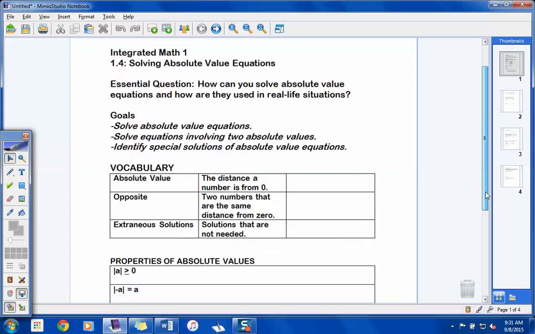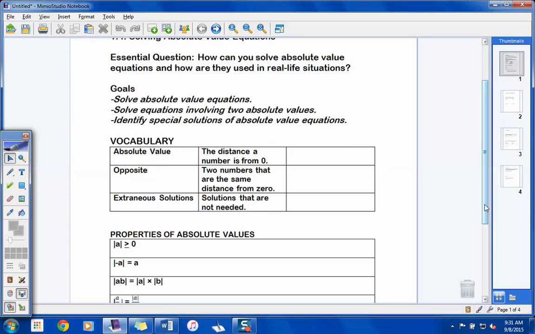Let's talk about some of this stuff. So we've got some background knowledge. The central question we want to ask today is how can you solve absolute value equations, and how are they relevant in real life situations? So goals today for us. Let's just look at our goals here real quickly.